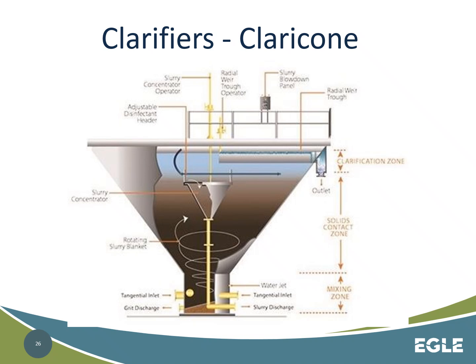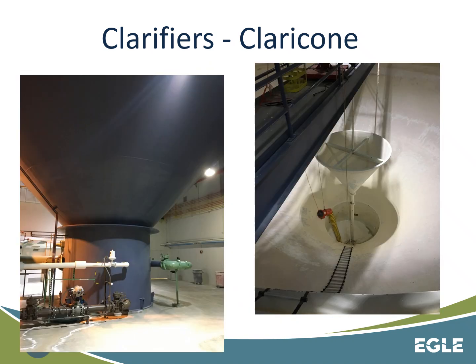Mixing occurs with eccentrically loaded inlets that cause a swirling action as water rises from the bottom. As water flows upwards, hardness precipitates out. The adjustable cone allows adjustment of the sludge blanket. If the sludge blanket rises too high, it will carry over into the outlet and onto the filters, causing a lot of filtration issues. Here are a couple photos of claricones at Mount Pleasant.